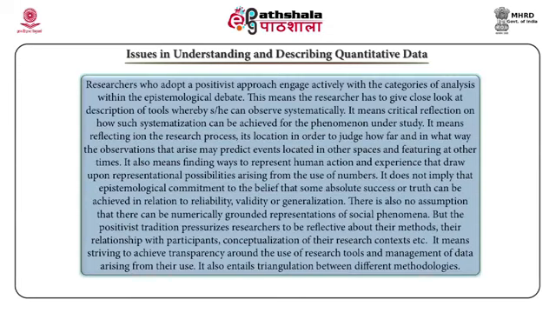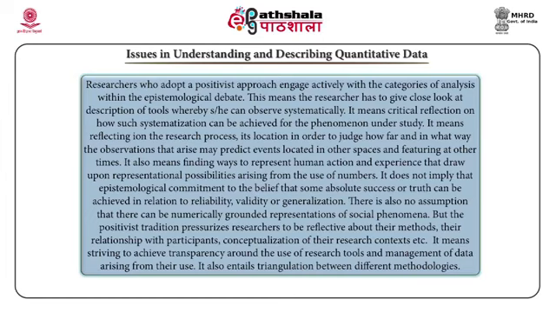Researchers who adopt a positivist approach engage actively with the categories of analysis within the epistemological debate. This means the researcher has to take a close look at a description of tools whereby she or he can observe systematically. It means critical reflection on how such systematization can be achieved for the phenomenon under study. It means reflecting on the research process, its location, in order to judge how far and in what way the observations that arise may predict events located in other spaces and featuring at other times.